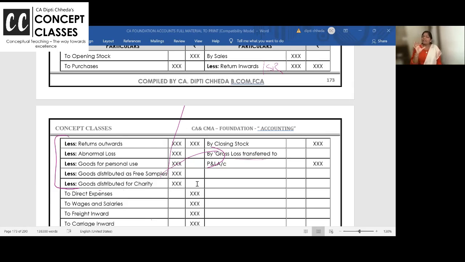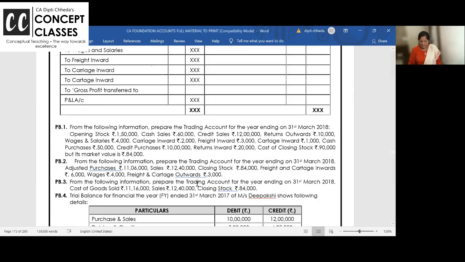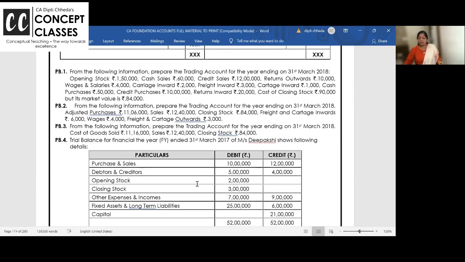Because we are recording the data for the whole year, in the trading and P&L, we say this is the sale for whole year, this is the purchase for whole year, and so on. Good? Chalo, format clear hai? Chalo, enjoy now doing some good quality problems with me. Let us begin with problem number 1. Sometimes they'll give you open data, sometimes they'll give you trial balance. As they say, so we should do. From the following information, prepare the trading account. All details of opening, cash, credit, return inward, outward, sab de diya hai aapko.